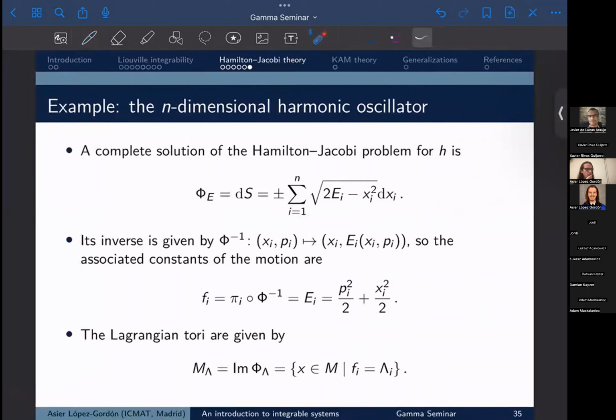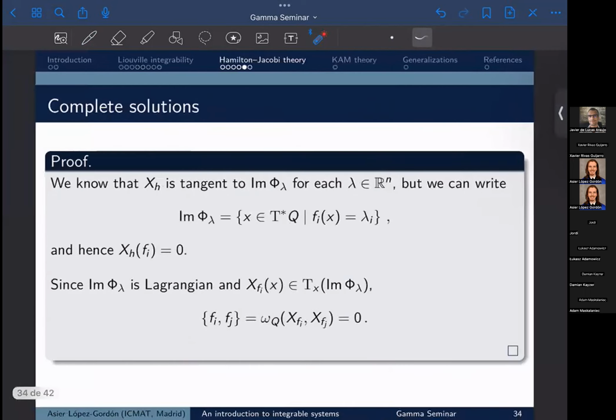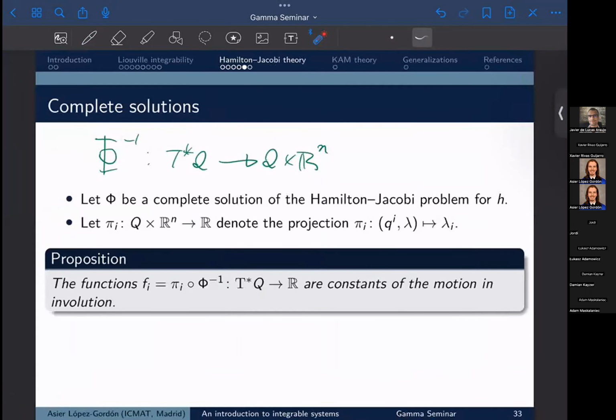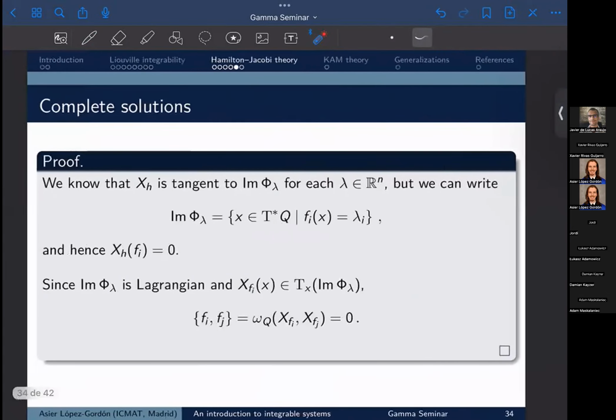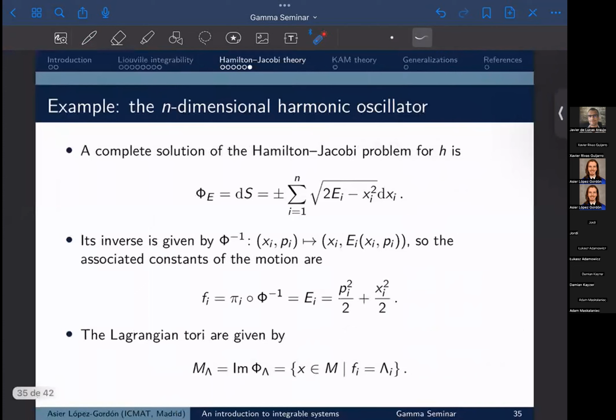What did you want to say, Javi? Indeed, since the functions you define are constants of motion and in involution, and they define the particular solutions, the complete solution you gave at the very beginning, every solution is given by several functions in involution that are constant. So that means that every particular solution is a Lagrangian submanifold, so it is a foliation by Lagrangian submanifolds. This is a complete solution. It's a way to define it geometrically: a complete solution is a foliation by Lagrangian submanifolds.